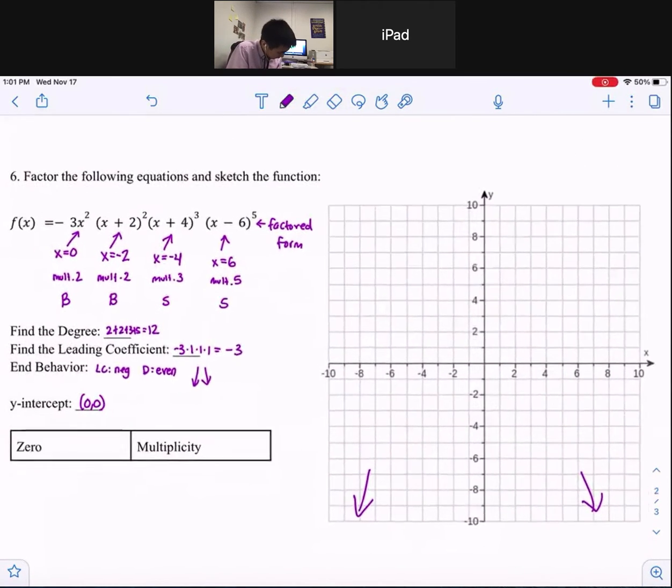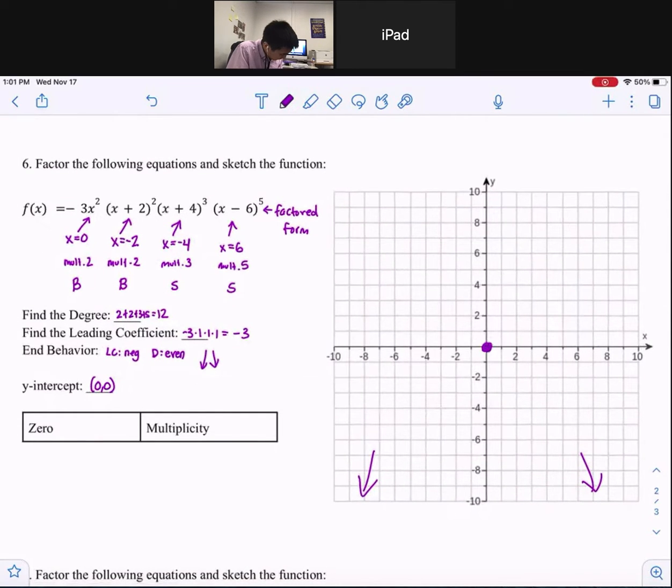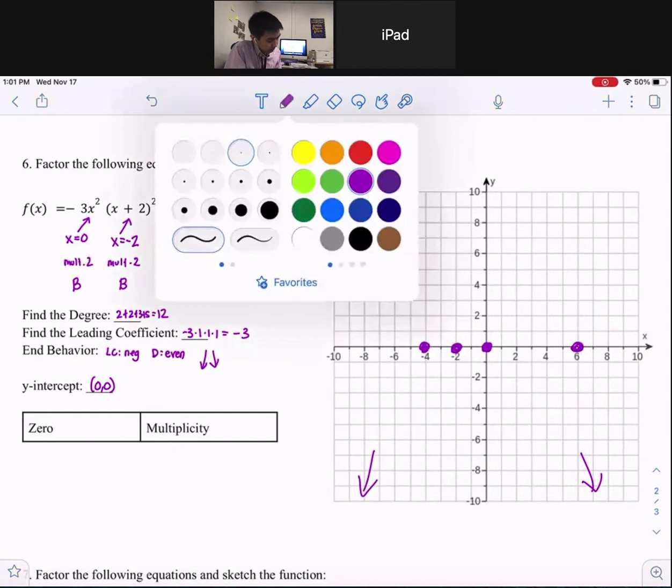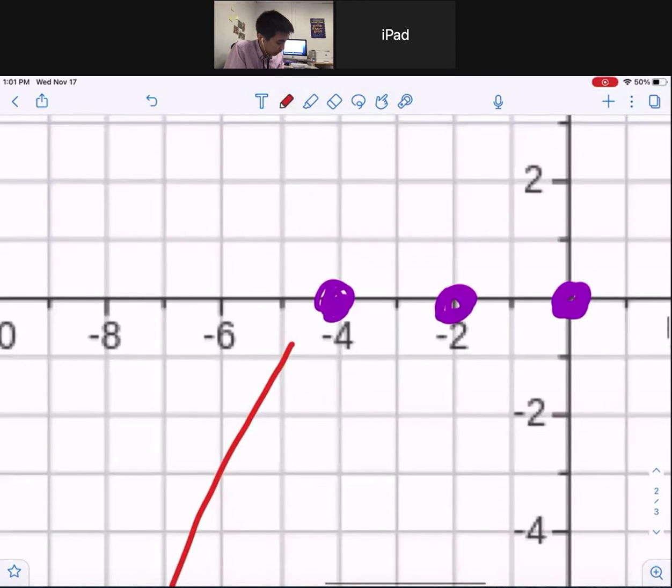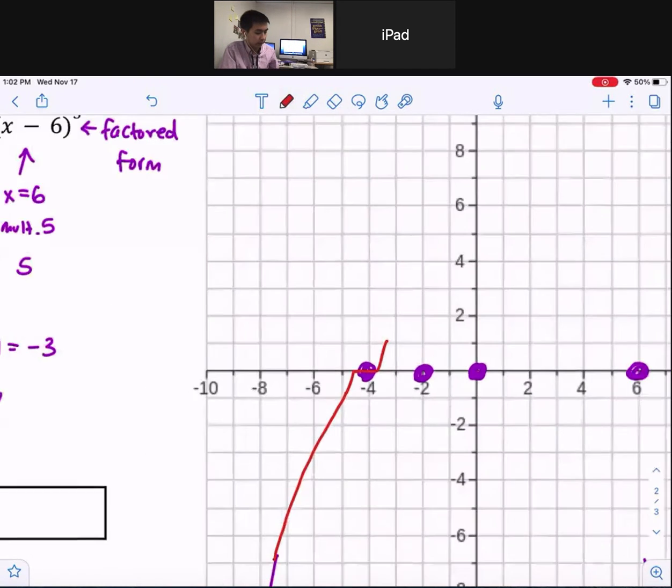And let's plot our zeros. x equals 0, x equals negative 2, x equals negative 4, and x equals 6. Okay, so as we start from the left-hand side, we are approaching negative 4. There's negative 4, and negative 4 was a slide. So when you go up to negative 4, slide, and then keep on going up. You just go through. So slide at the 0, and then go to the other side of the x-axis.